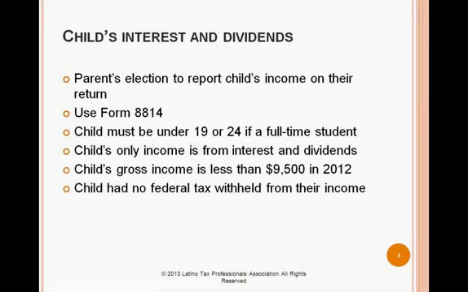Child must be under 19, or 24 if a full-time student. The child's only income is from interest and dividends. And the overall gross income is less than $9,500 in 2012. And the child had no federal tax withheld from their income.